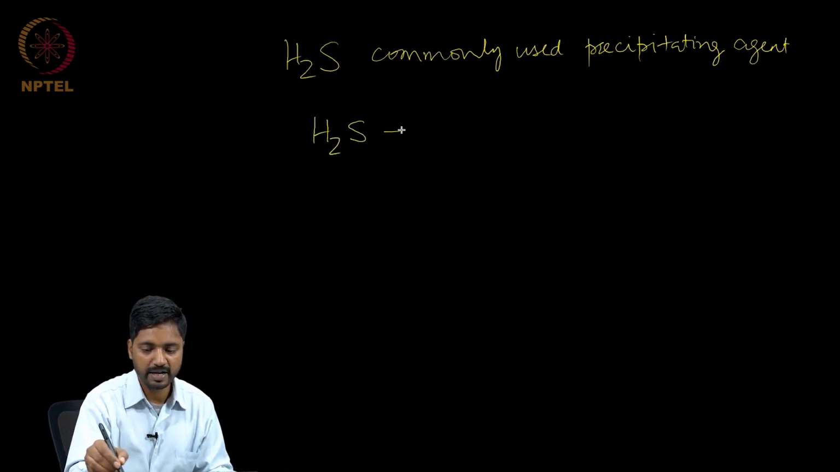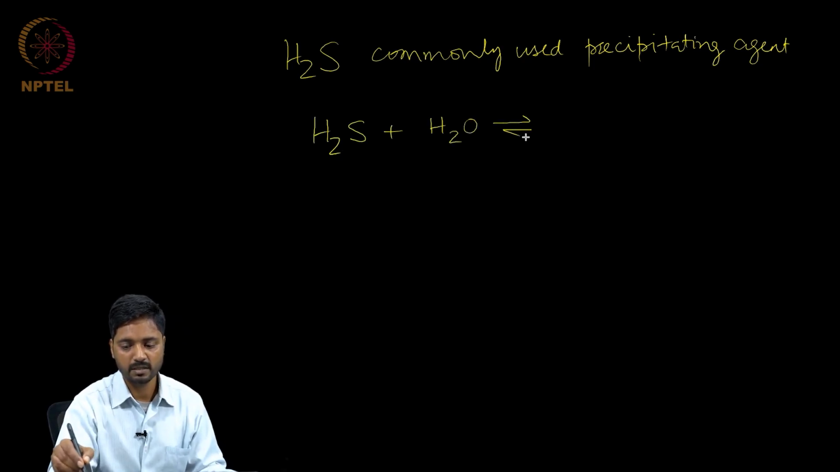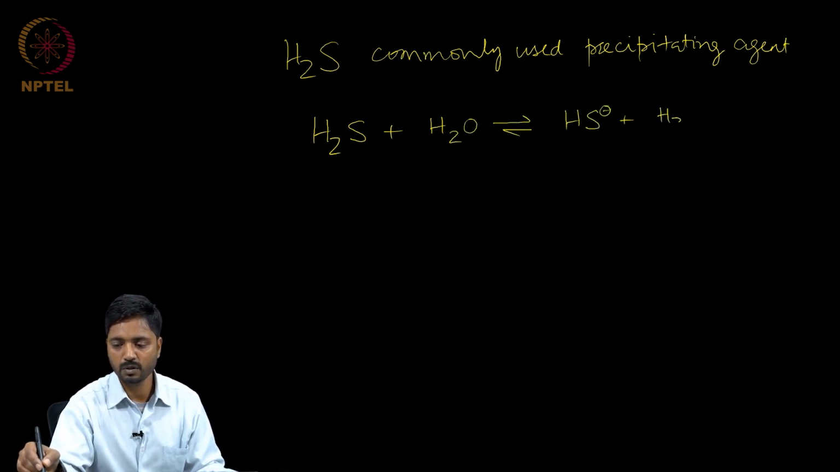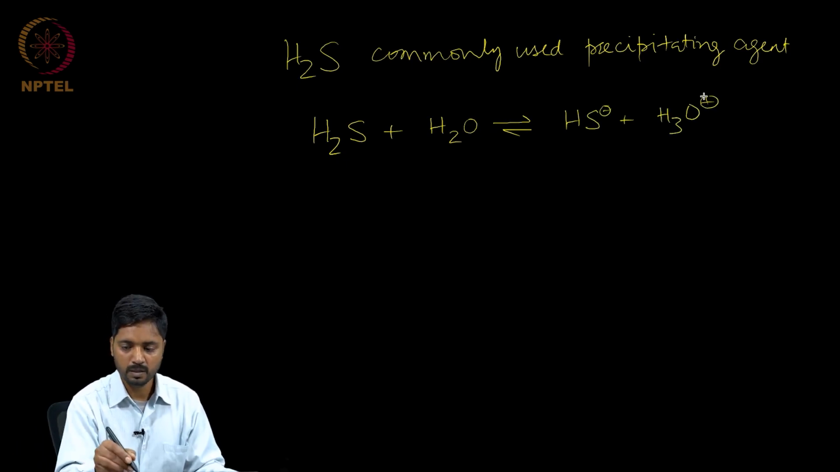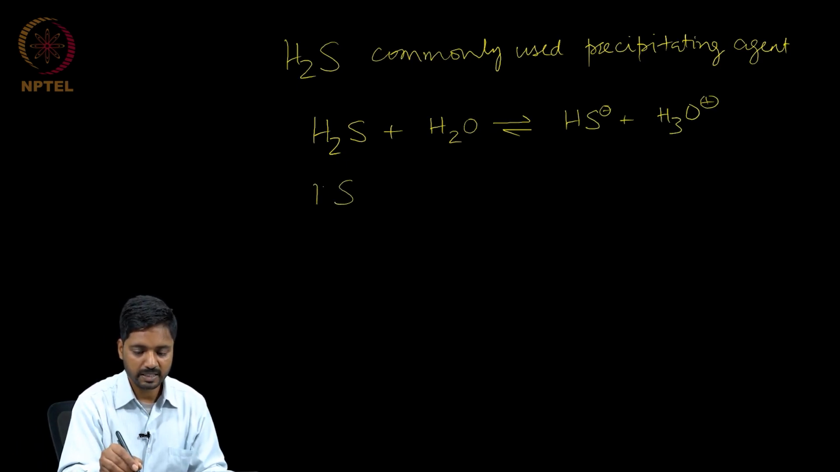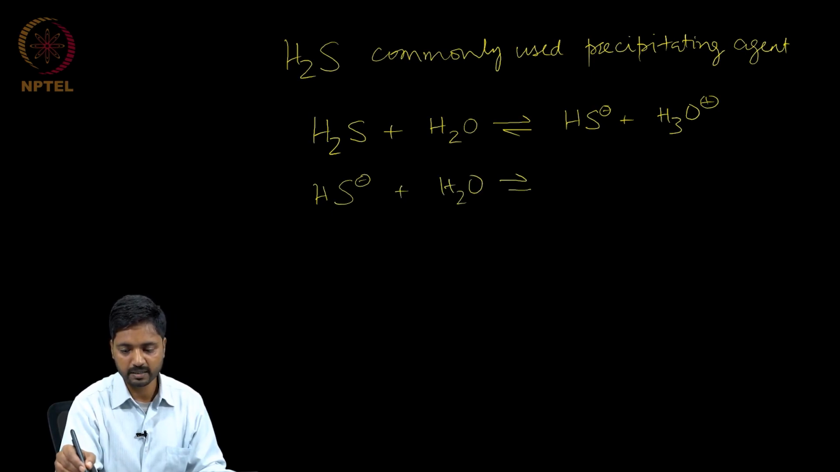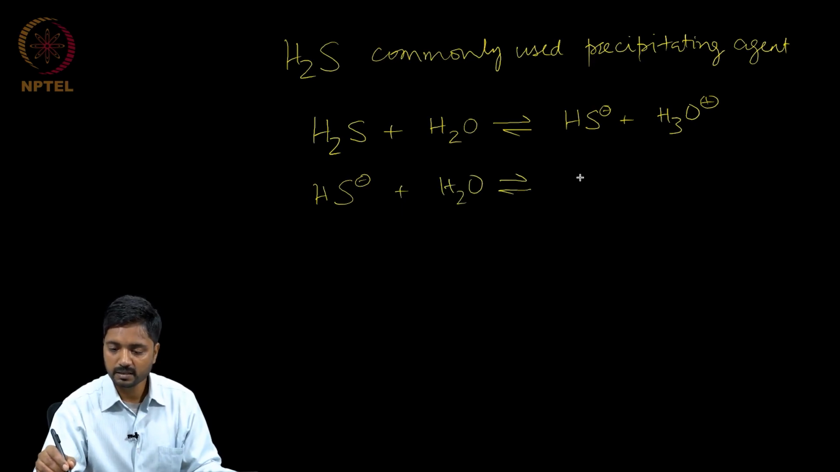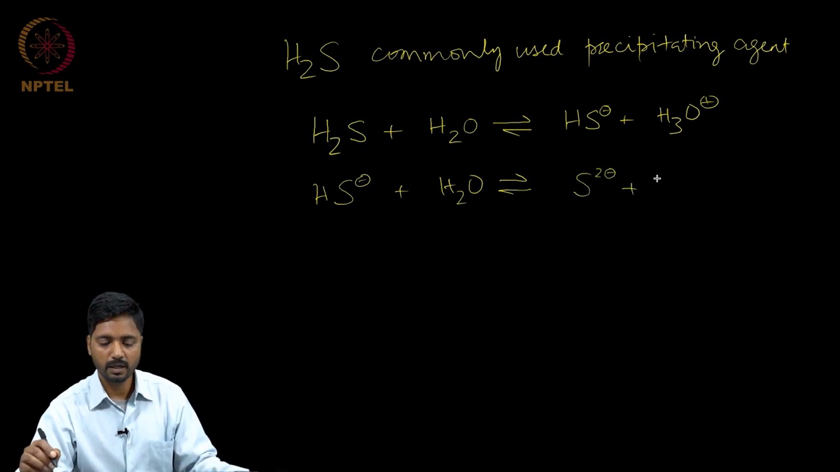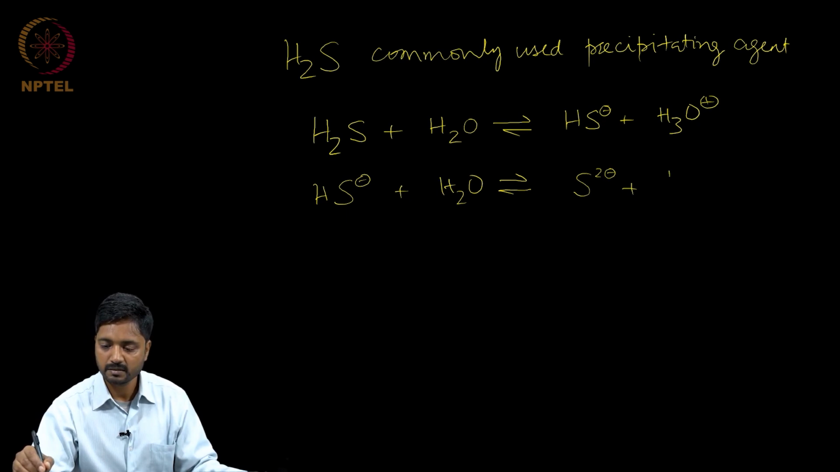So, hydrogen sulfide being a weak acid will donate its proton to water as the first equilibrium, and in the second equilibrium we can also expect that the monosulfide anion will convert into the sulfide dianion.